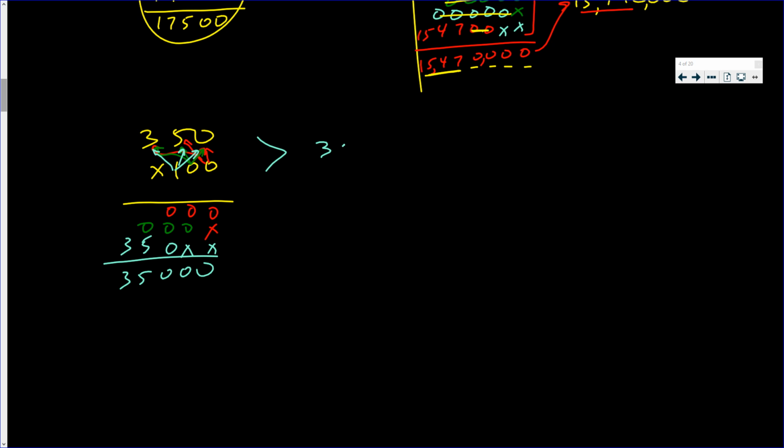Instead, this is trivial. 35 times 1 is trivial. Then add on 1, 2, 3 zeros. 1, 2, 3. Notice I got the same answer.